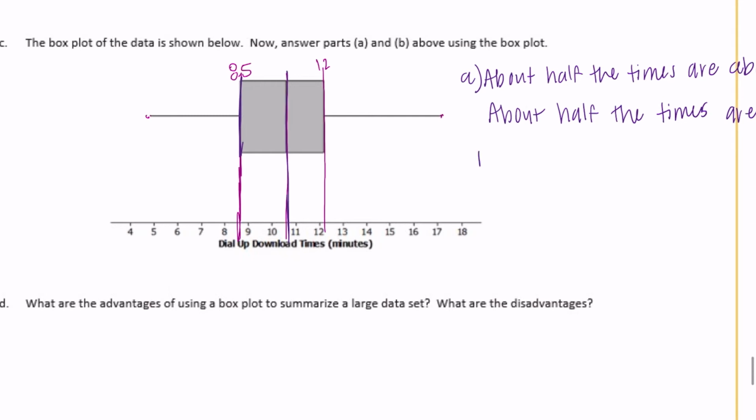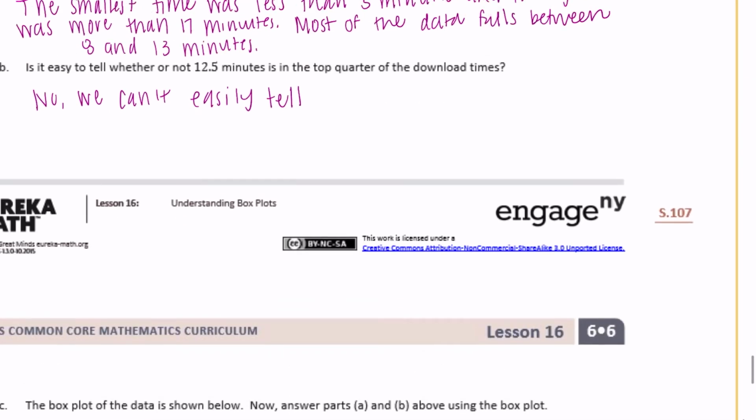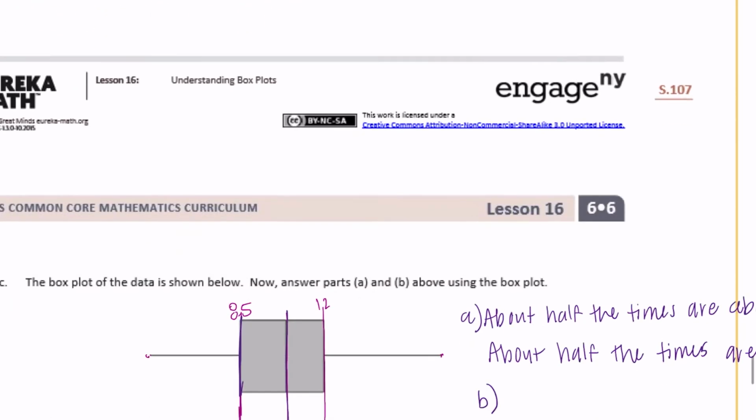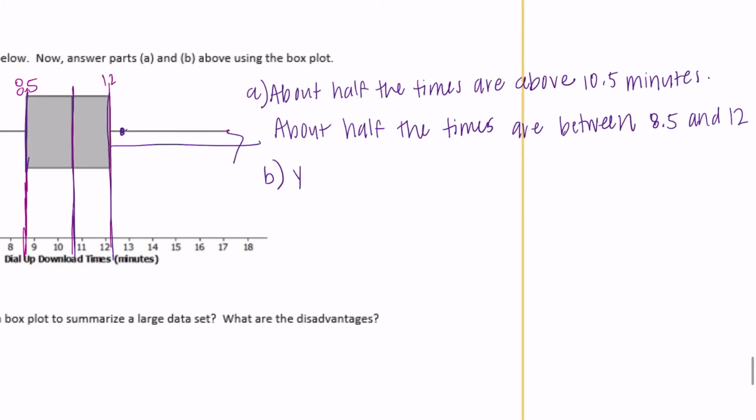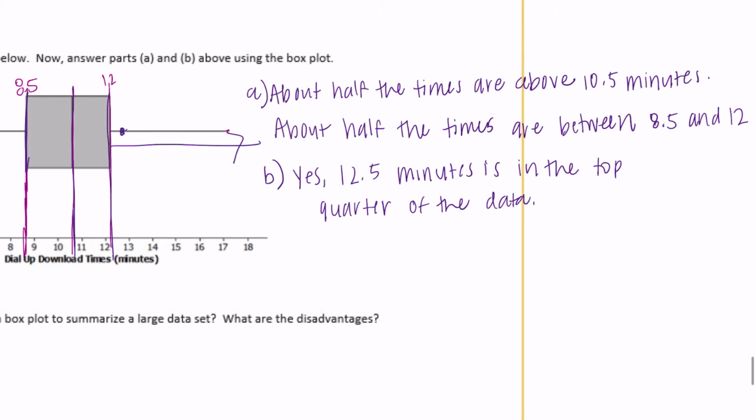Okay, so B was asking, is it easy to tell whether or not 12.5 minutes is in the top quarter? Now it is going to be easy. 12.5 minutes would be right there. So yes, it is in the top quartile. Yes, 12 and a half minutes is in the top quarter, because it's above quartile 3 right here.